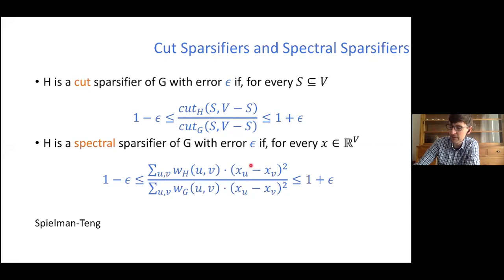Now, the relevance of this expression is that if these assignments of real numbers to vertices are 0, 1, then this expression, (x_u minus x_v) squared, can only be 0 or 1. And if you think of a 0, 1 assignment as defining a cut, this expression will be 1 if this edge crosses from a 0 vertex to a 1 vertex, and it will be 0 otherwise. So 0, 1 assignments of numbers to vertices correspond to cuts, and in that case, this expression corresponds to the number of cut edges. Arbitrary real number assignments will not have a combinatorial interpretation.